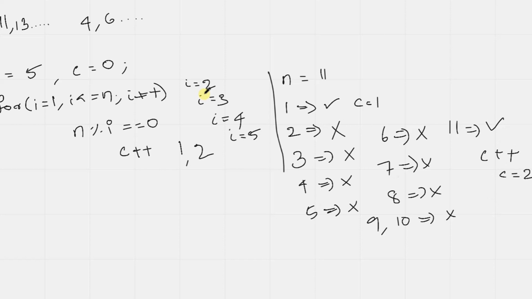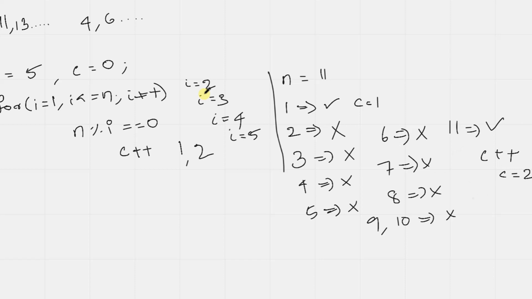Now from this what we can conclude is that for every prime number, the value of c is 2, because it has only two factors. When we check the divisibility from 1 to that particular number, it is divisible only by two numbers, that is 1 and that number itself.